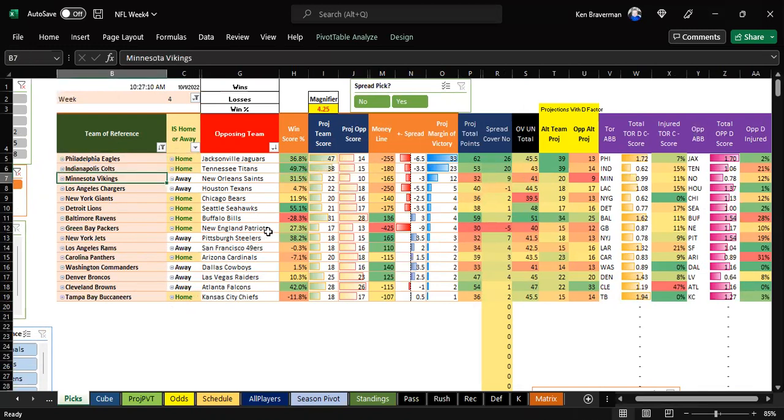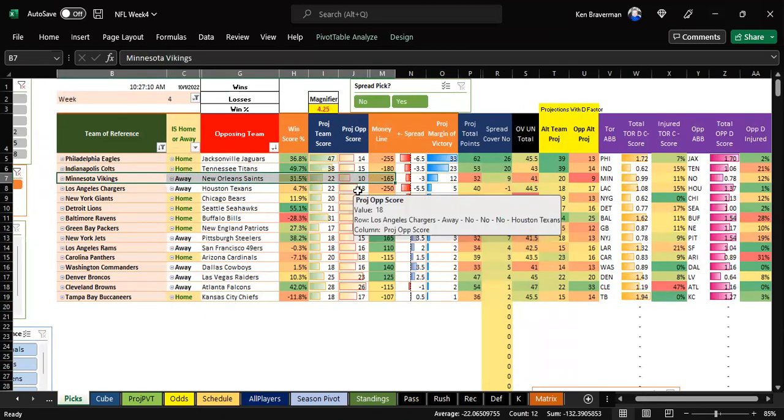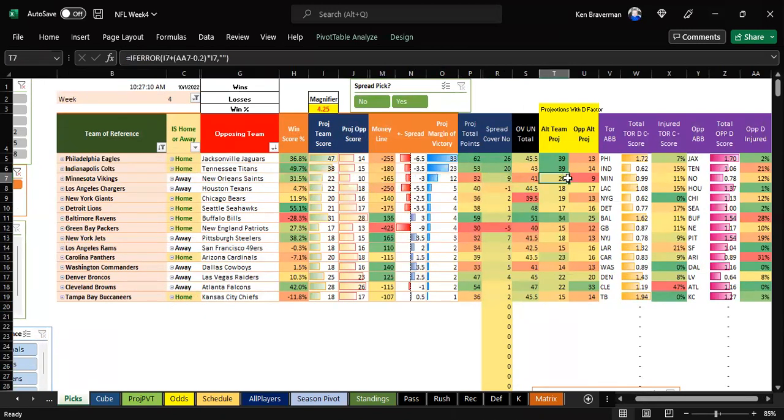Minnesota over New Orleans. Minnesota away at New Orleans. I'm scared of this game, but don't listen to me. Don't ever listen to me. 20-9 alternate score. Very, very low scoring game here, this Minnesota New Orleans game.